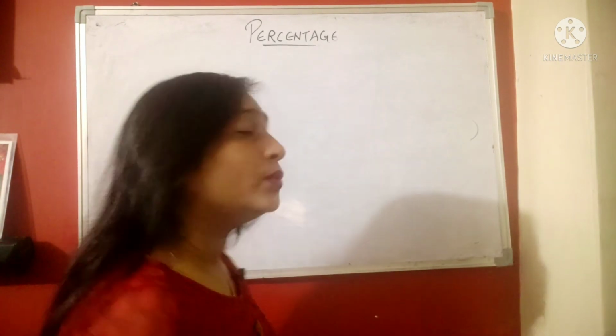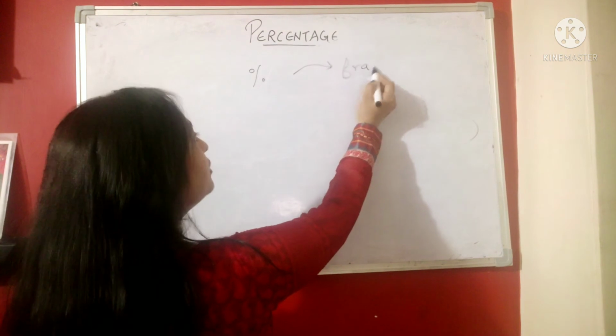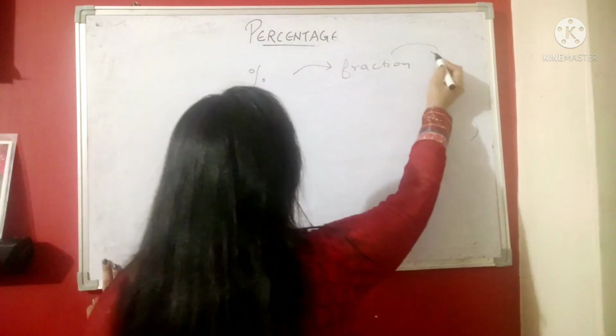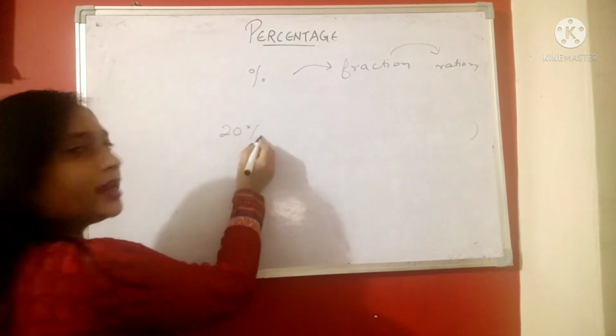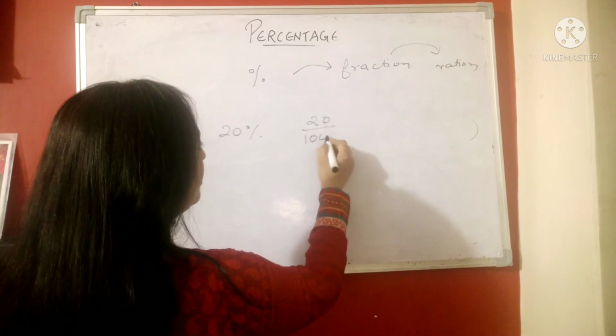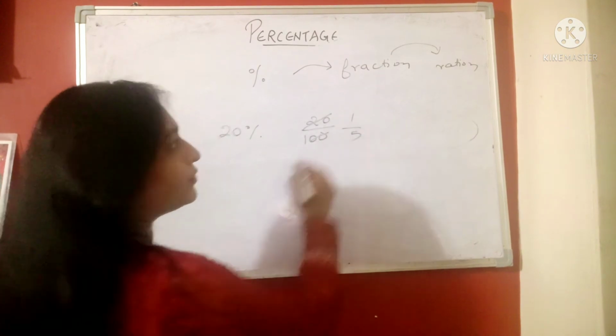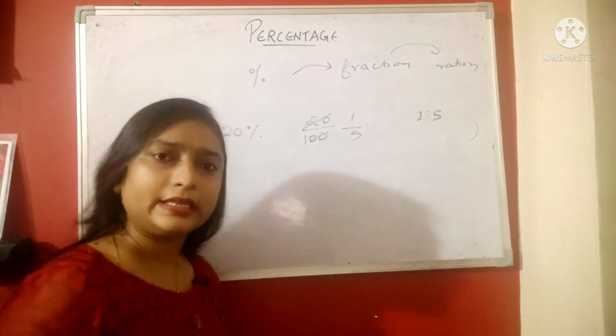Now if we have to convert any percentage into fractions or ratios, then how are we going to do it? Suppose we have 20%, right? So just now we have discussed the fraction will be 20 upon 100, which will be 1 upon 5, right? And what is the ratio of this? 1:5. This is very simple, right?